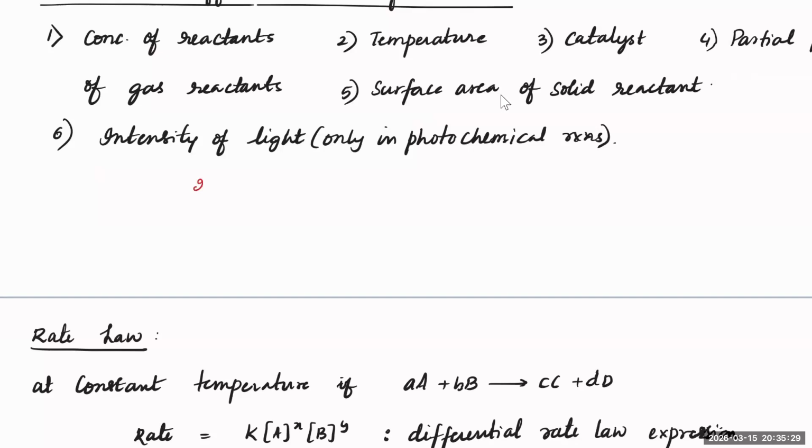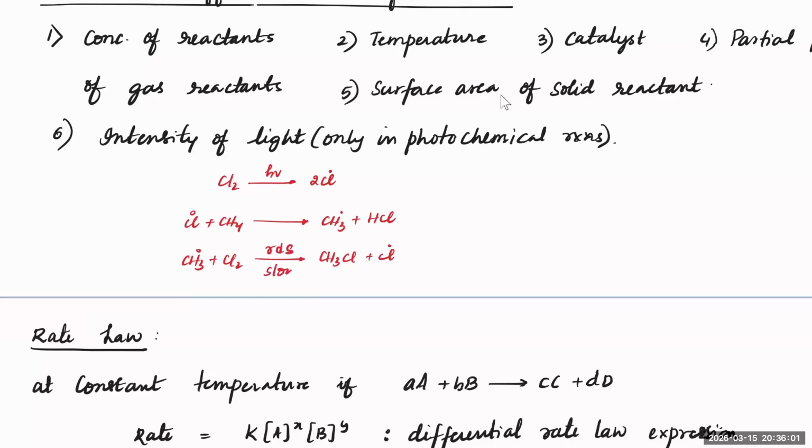For example, if you have chlorine gas in light to get Cl dot, then Cl dot reacts with CH4 to become CH3 dot plus HCl, and CH3 dot plus Cl2 again becomes CH3Cl plus Cl dot. Now, suppose this is the rate determining step, the slowest step. The overall reaction is CH4 plus Cl2 becoming CH3Cl plus HCl.